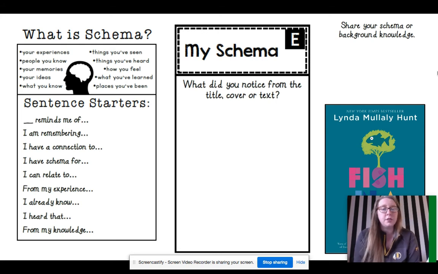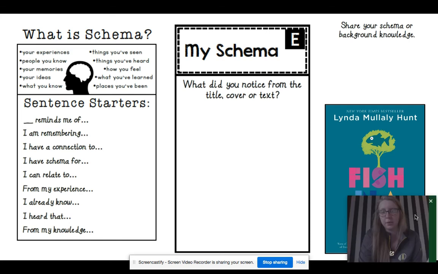Okay? Some sentence starters while you're talking and writing using prior knowledge. You could say, blank reminds me of this. I have a connection to, I can relate to, I already know. So those are some of the things that you might want to use when talking about schema.